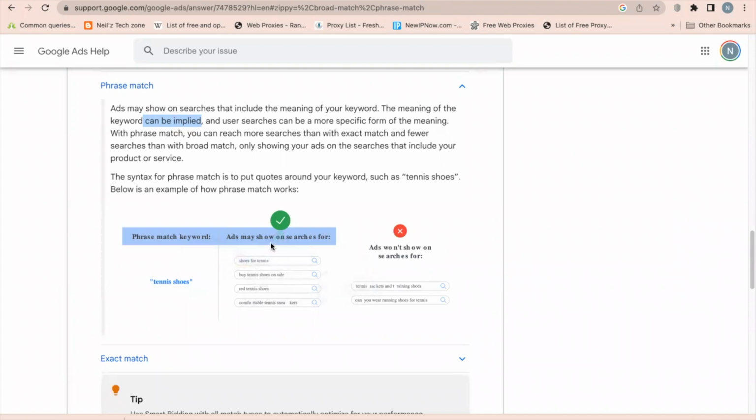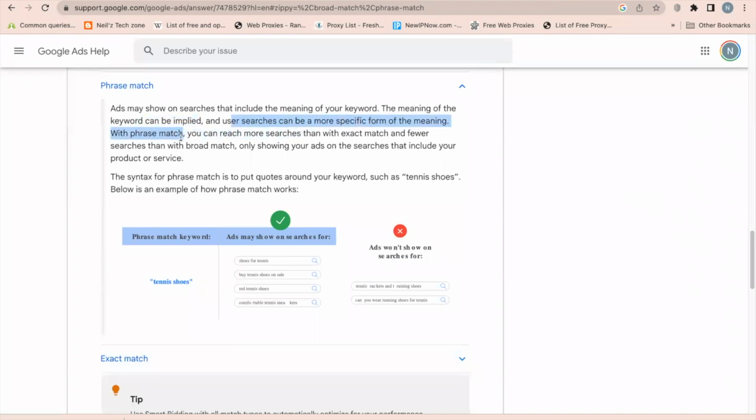That's why your ads will get triggered for these, but for these it will not get triggered, because here the meaning is not implied of buying something. You're just asking a question, getting information only. The intent is different. So the keyword can be implied, and the user searches can be a more specific form of the meaning with phrase match.